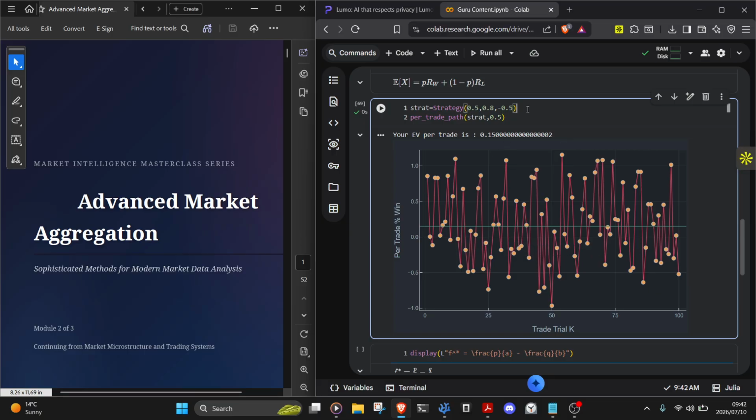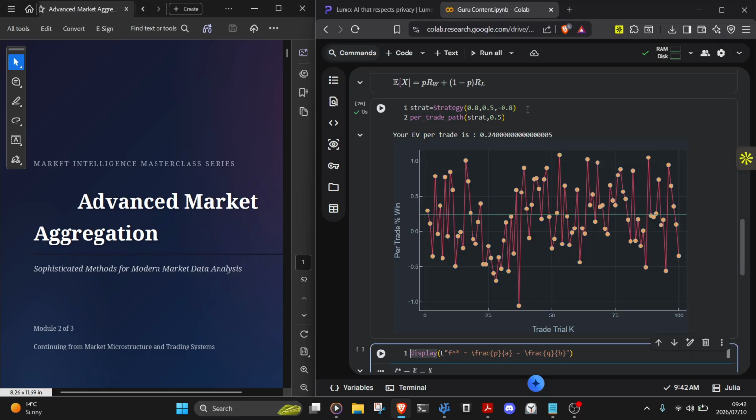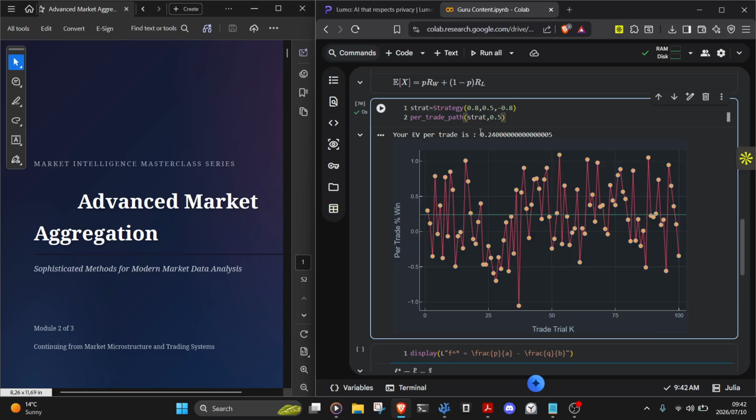Now, let's say you have a strategy with an 80% probability of winning, an average winning trade return of 50% and an average losing trade return of 80%. Now, is this strategy a positive EV strategy or a negative EV strategy? Let's find out. As you can see, this is a positive EV strategy, right?